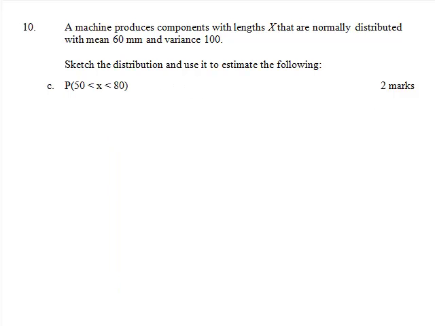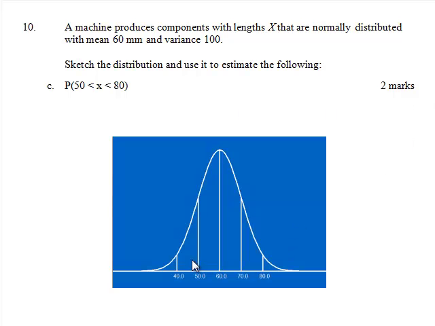Part C. What is the probability that x is greater than 50 and less than 80? Well, this is a nice easy one. It's greater than 50 and less than 80, so it's that region there. So we've got 34% here, 34% here, so that's 68%, plus another 14, so that's 82%, isn't it? Okay, 82%. So the probability of x being between 50 and 80 millimeters is 0.82 or 82%.